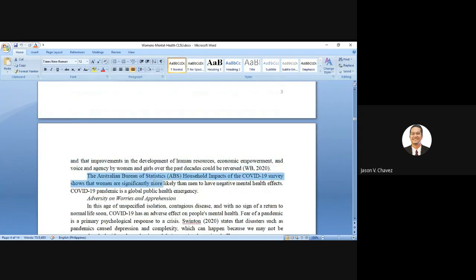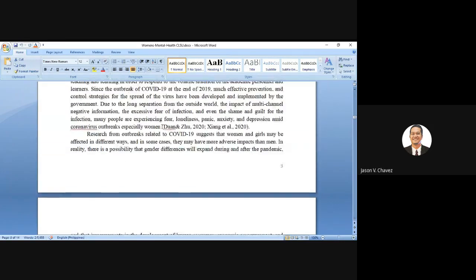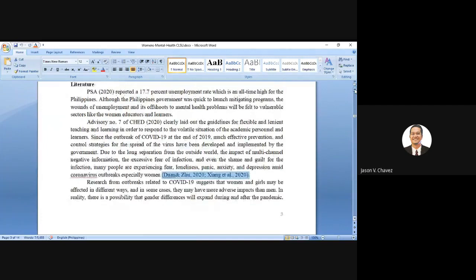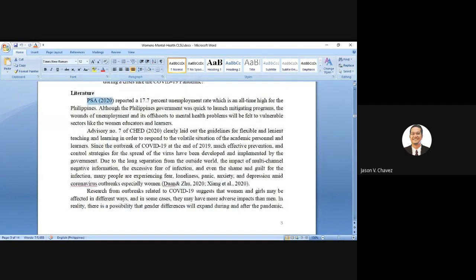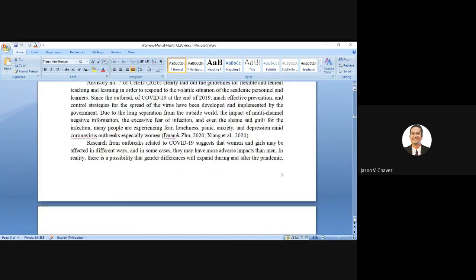I'm not sure if this is the sixth paragraph. You talk about the mental health already. So notice the different ways of how to cite. This is World Bank 2020. Cite different authors. Yeah, you can place them at the end, or you can place them in the beginning. Here's an agency report, 2020 PSA, Philippine Statistics Office. It's already in the acronym form because it was mentioned in the previous document, maybe in the introduction. So you can have an acronym for it.